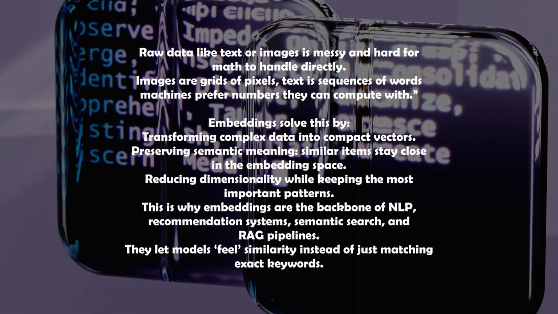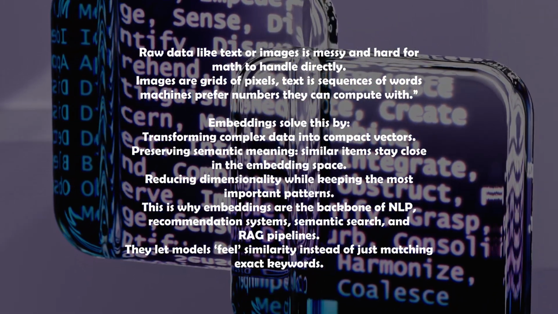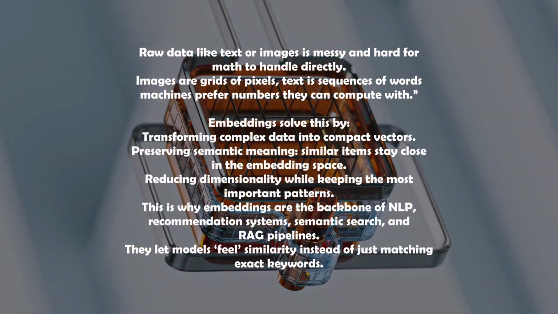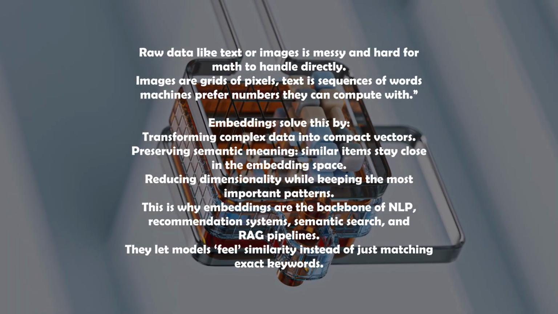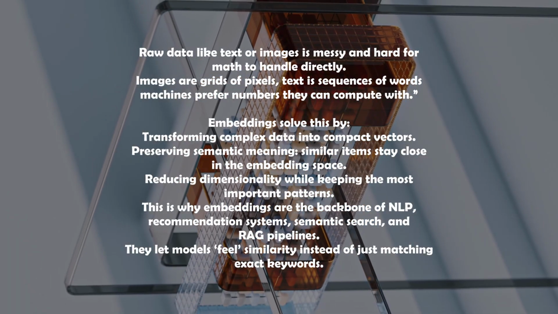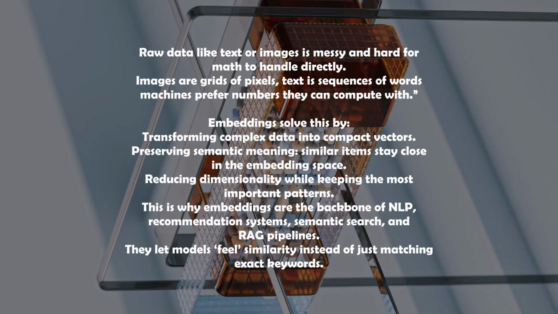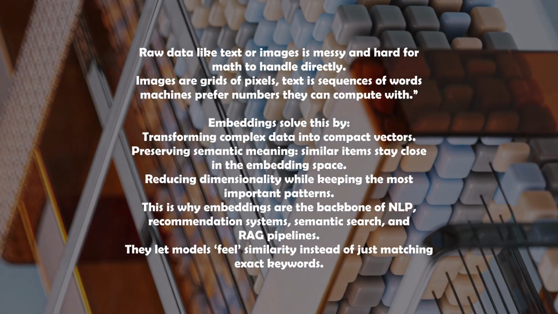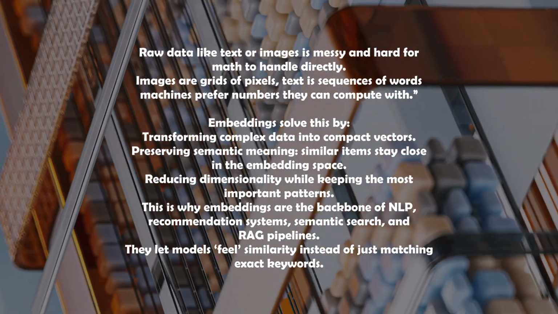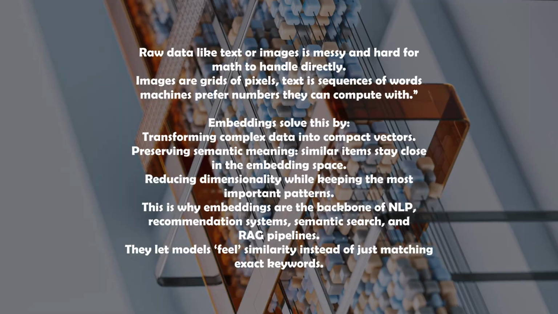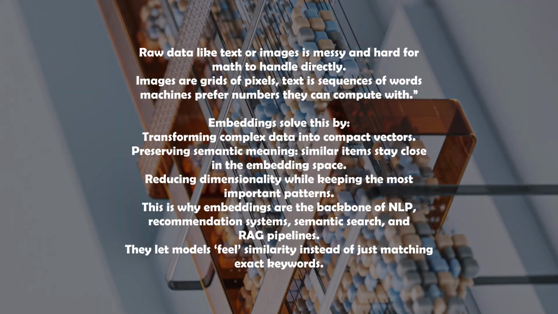Embeddings solve this by transforming complex data into compact vectors, preserving semantic meaning. Similar items stay close in the embedding space, reducing dimensionality while keeping the most important patterns. This is why embeddings are the backbone of NLP, recommendation systems, semantic search, and RAG pipelines. They let models sense similarity instead of just matching exact keywords.